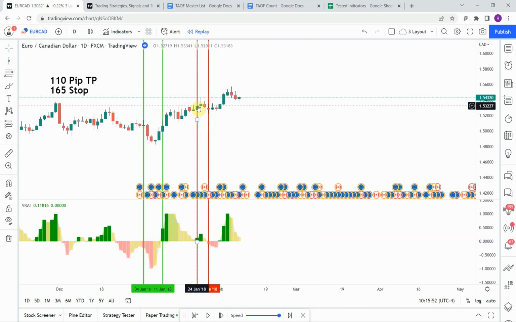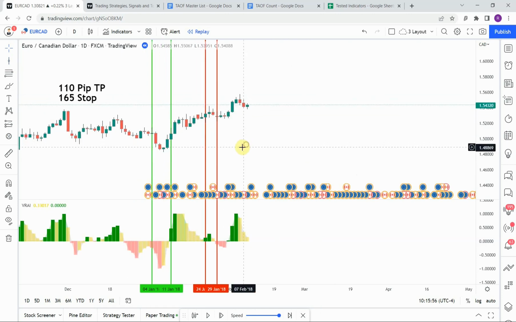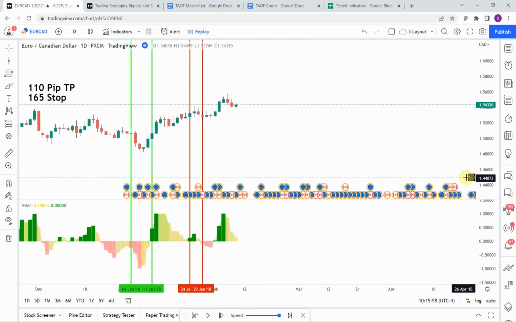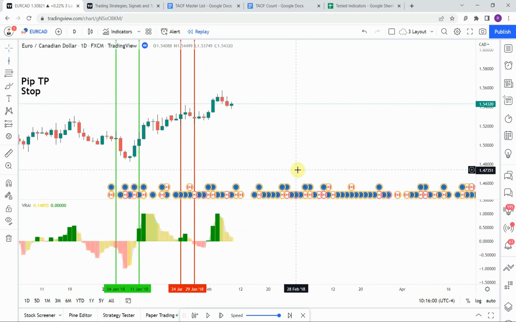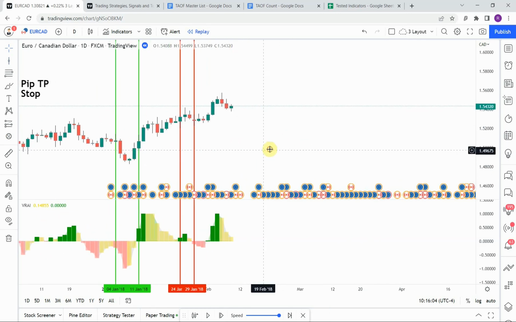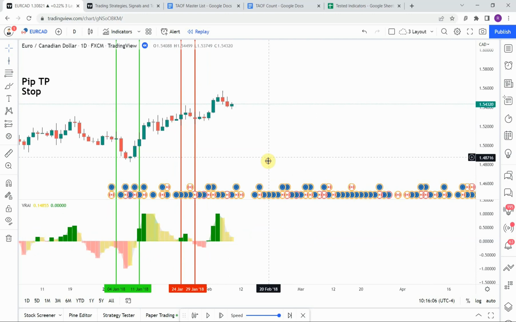All right, we then pick up a long right here. We get a little bit of a push to the upside there, but it isn't quite enough to get us up to our take profit. Got relatively close, but like I said, just not quite enough to get us there.